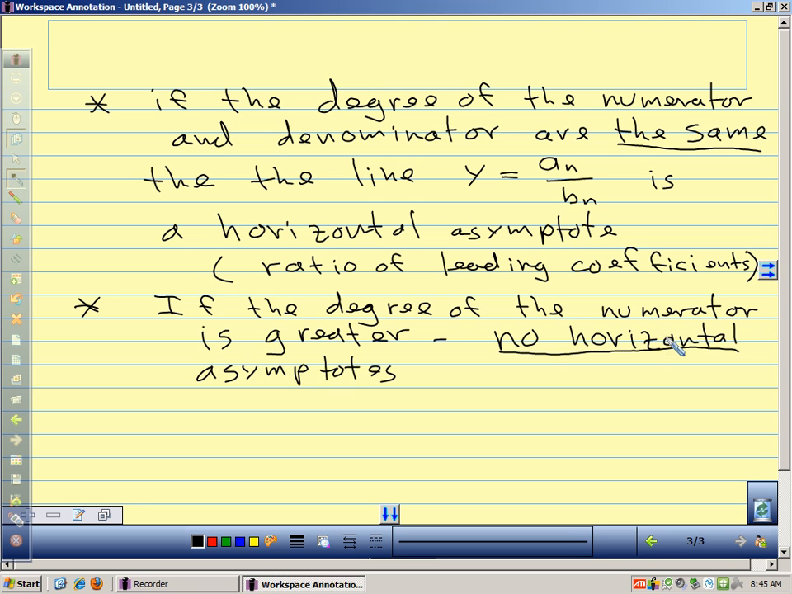So basically what we're going to be doing in this section is looking at a rational function, figuring out its domain, figuring out where its vertical and horizontal asymptotes are, and then eventually we're going to sketch graphs of these rational functions from our asymptotes and from some function values that we find. Any questions on this so far? Okay. So let's look at some examples.